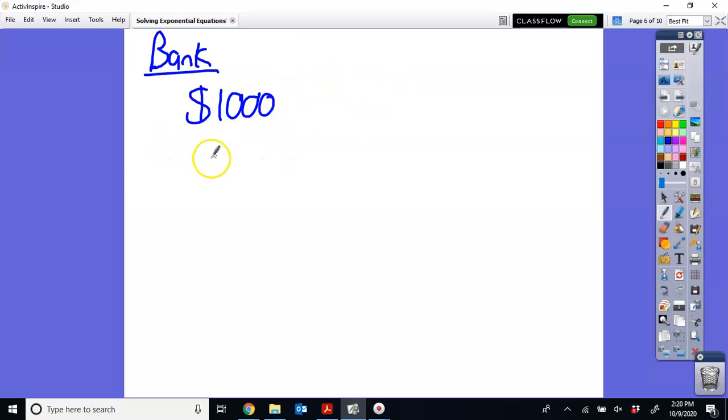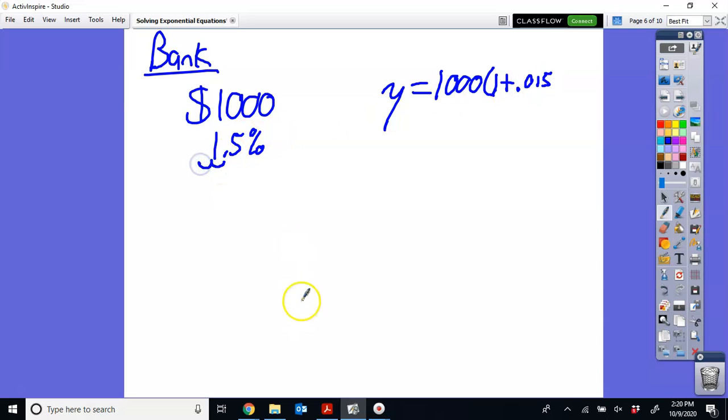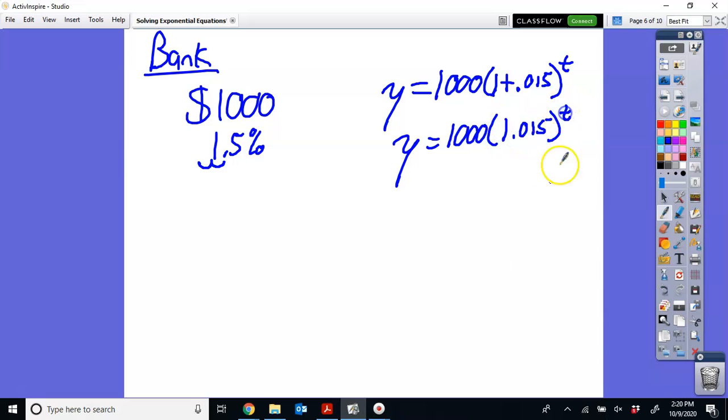We find a bank account that is 1.5%. That's not a high interest rate, but that's about normal for an online bank account especially. That means my function, let's practice writing a function again: 1,000 is my beginning amount, times 1 plus 0.015. We move the decimal place, remember, 2 places, raised to the t power. And you could also add that 1.015 together there, but this function describes what's happening in my bank account.